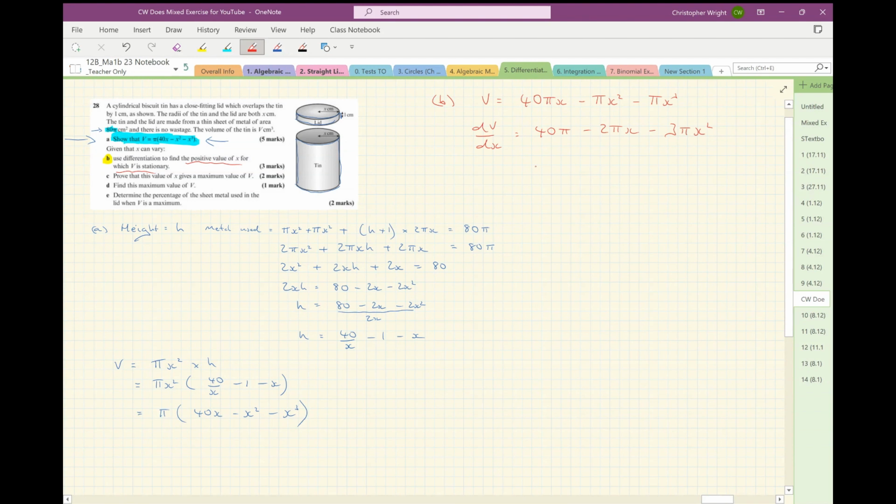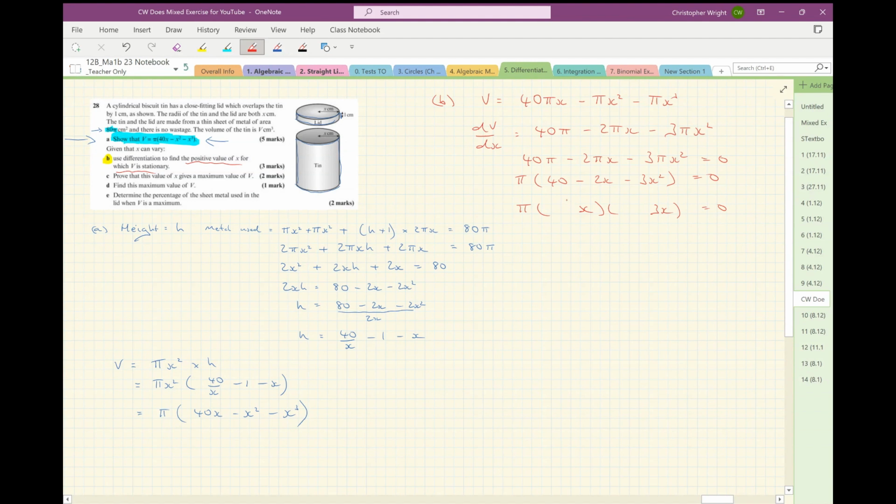And I need to find the value of x which makes that equal to 0. So here is the equation which I'm solving. I'm going to take pi out to start with. Gives me 40 minus 2x minus 3x squared equals 0. So now I'm looking to factorize that like that. I know that I'm going to have a 3x and an x here. I know one of them's got to be negative.